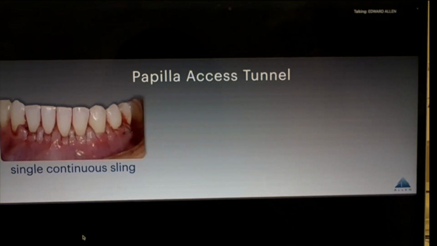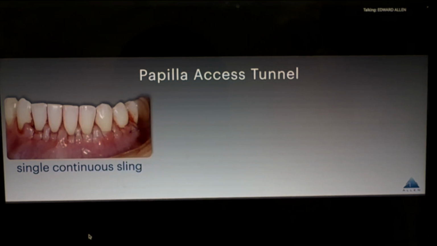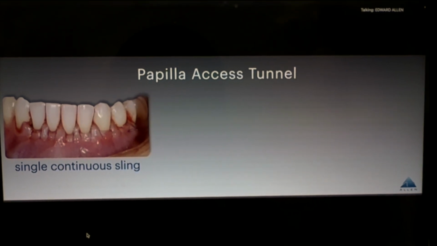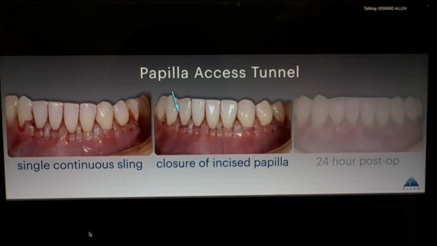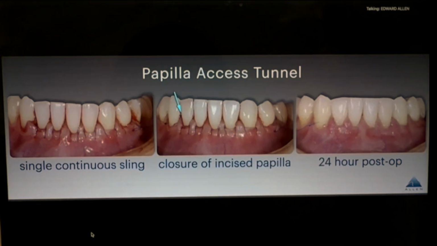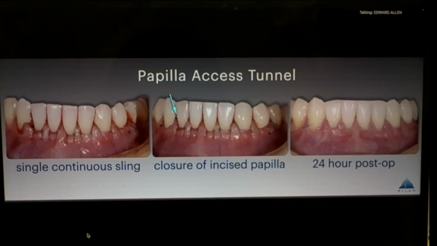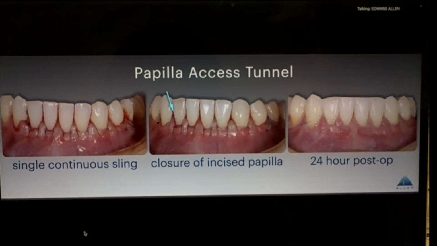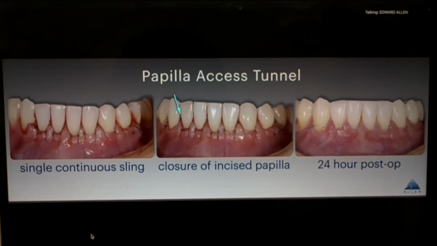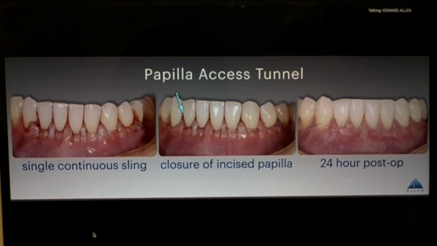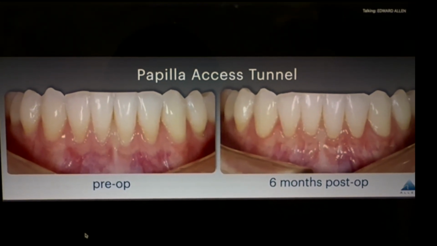I made this, again, early on. You can close the incised papillae with the continuous sling suture. I did not know that at this time, so I just put an extra suture in to close the papillae. And that's a 24-hour post-op. What I'd like you to see here is how clean that site looks, how there's minimal inflammation, minimal swelling, because you can do a really gentle site prep and graft placement, and you can do it faster. So there's just less trauma to the tissue. And you see a pre-op and 6 month post-op.